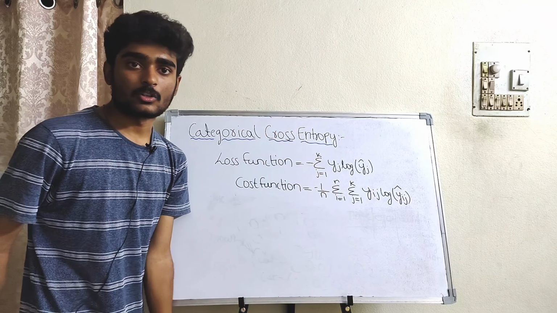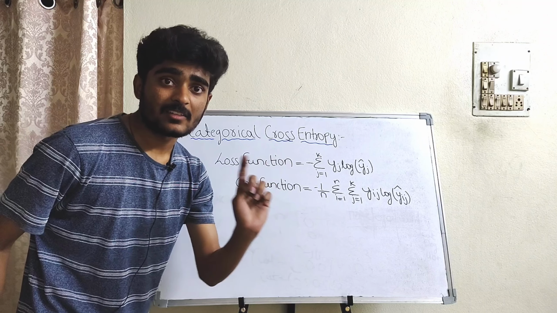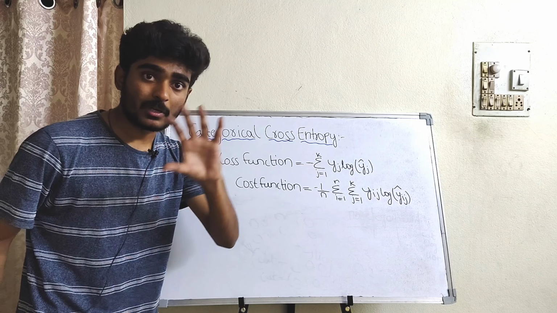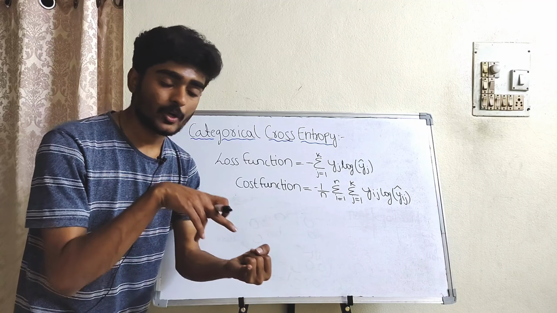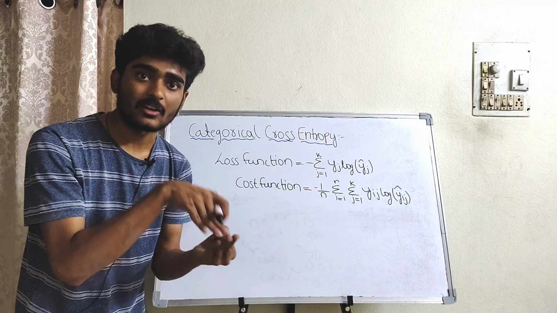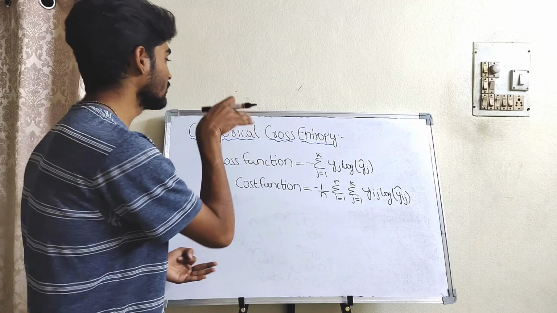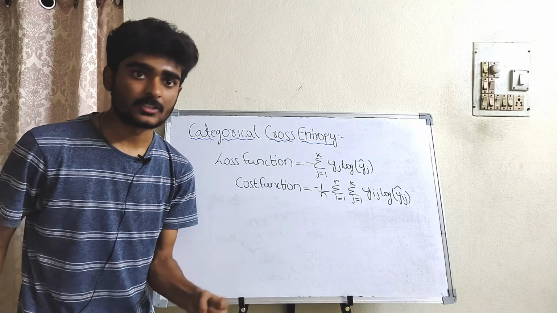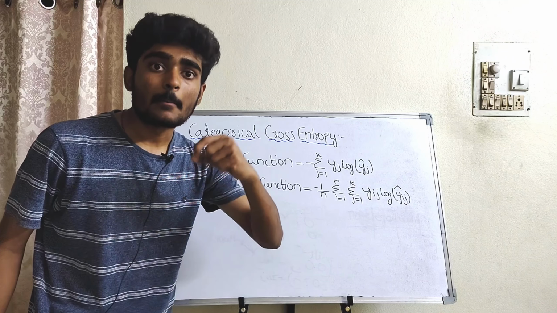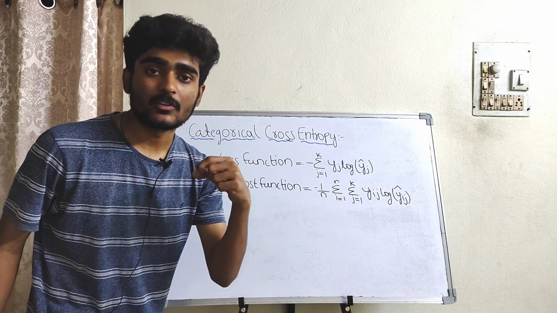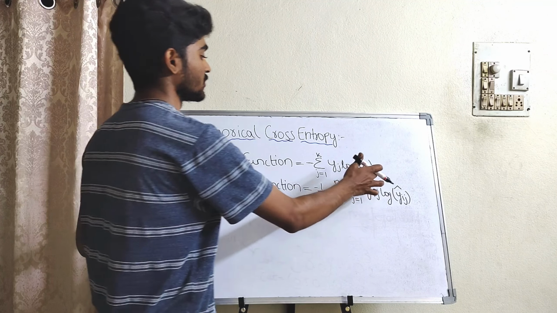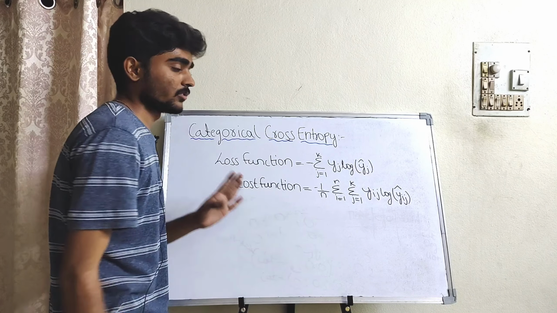This categorical cross entropy loss function is used for multi-class classification, when you have multiple classes in your target variable, let's say dog, cat, lion. When you have more than two classes in your dataset, then we use the categorical cross entropy loss function. It is used for doing multi-class classification. This is the loss function of categorical cross entropy.